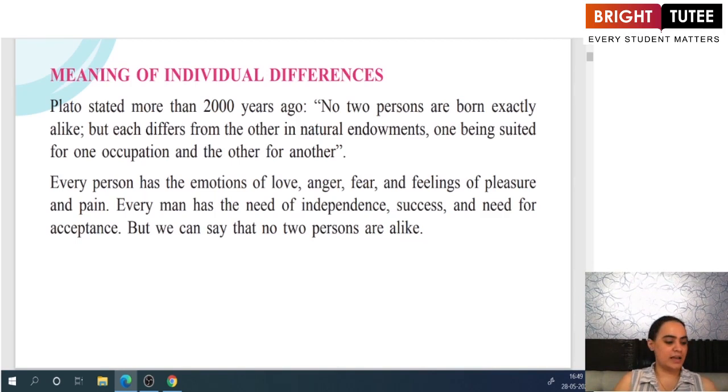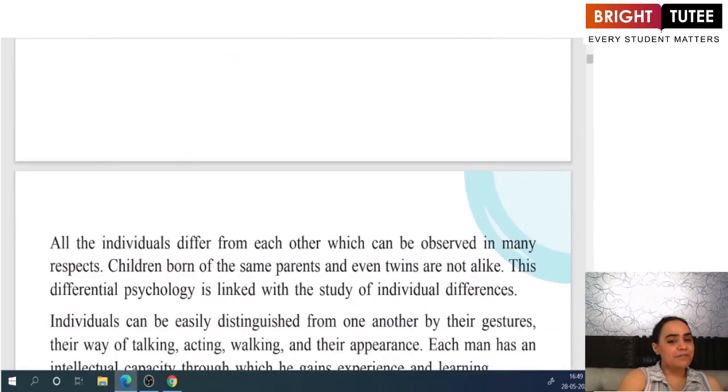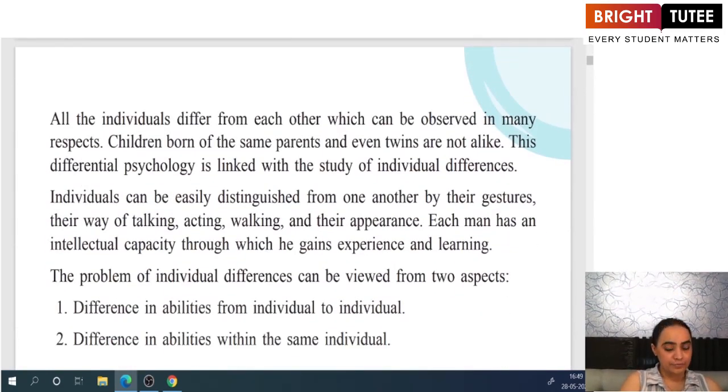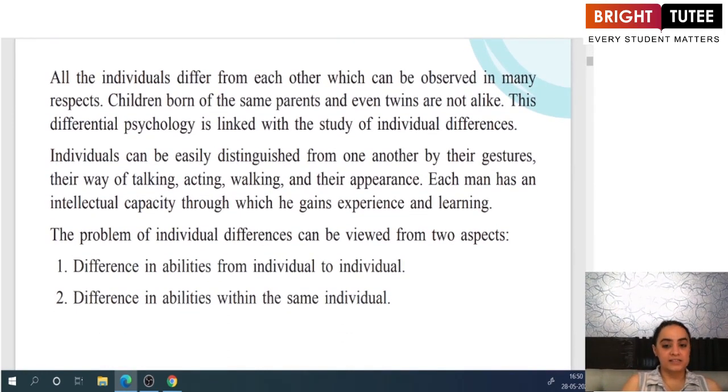Every person has different emotions and different ways of expressing their emotions, like love, anger, fear, then the feeling of pleasure, pain, everything. Every person wants independence. Every person wants to be successful, and every person wants to be accepted. These are just the general requirements by all the people. But despite the requirements which are general in nature, we can still not state that two people are the same, that two people are alike. Every individual is different from one another, and that can be observed in various aspects.